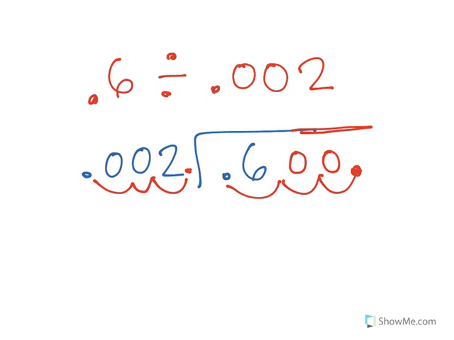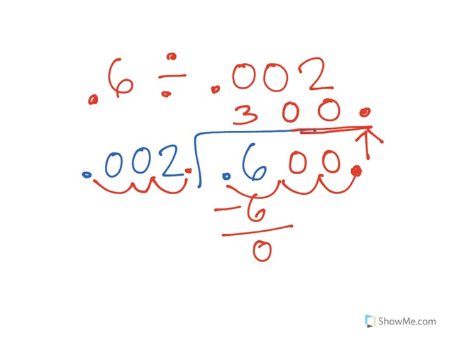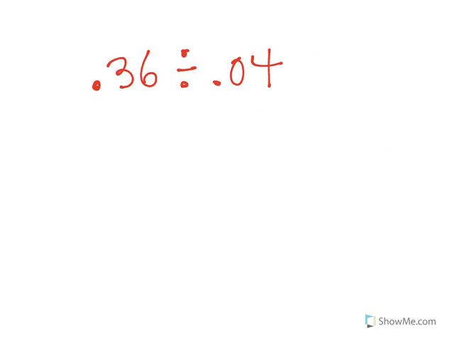2 goes into 6, 3 times. 2 times 3 is 6. I subtract, and I get a 0. I can keep dividing, but I know that these are just going to be zeros, so I'm going to add those zeros right up to the decimal point that I brought straight up. I'm making sure that these digits match, and my answer is 300. Again, this is a whole number because the decimal point is all the way to the right.